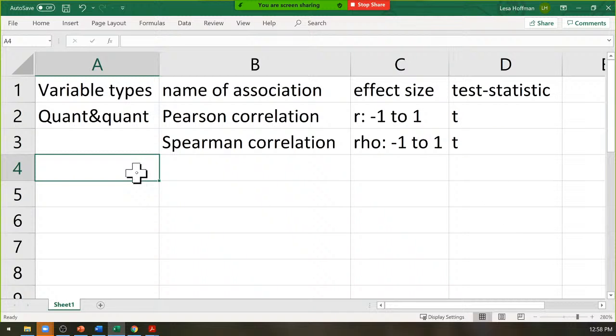Okay, how are we doing so far? Good. All right. What about binary and quant?